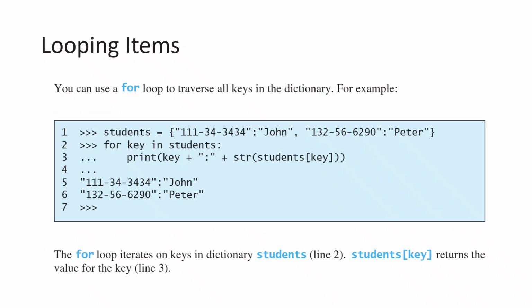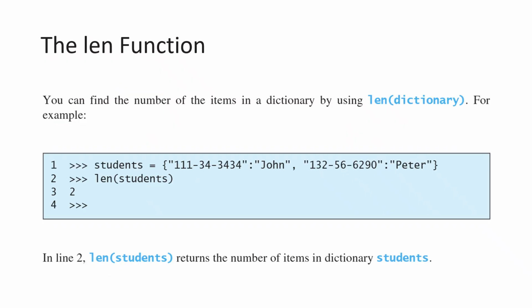Looping items. You can use a loop to traverse all keys in the dictionary. For example, a students dictionary is there. For key in students, print key plus string students key. So it will traverse and display all the student numbers and names. The len function. You can find the number of items in a dictionary by using the len of dictionary function. So it will return the number of dictionary items. In this example, two dictionary items are there.